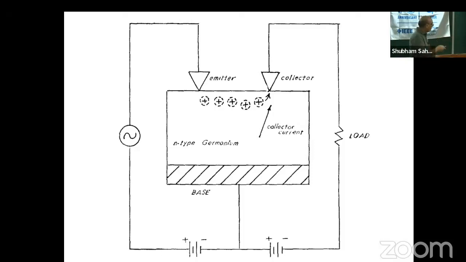And the whole contraption was sitting on a big piece of semiconductor. So that was called the base here. So that's where the terminologies emitter, collector, and base come into the picture here.